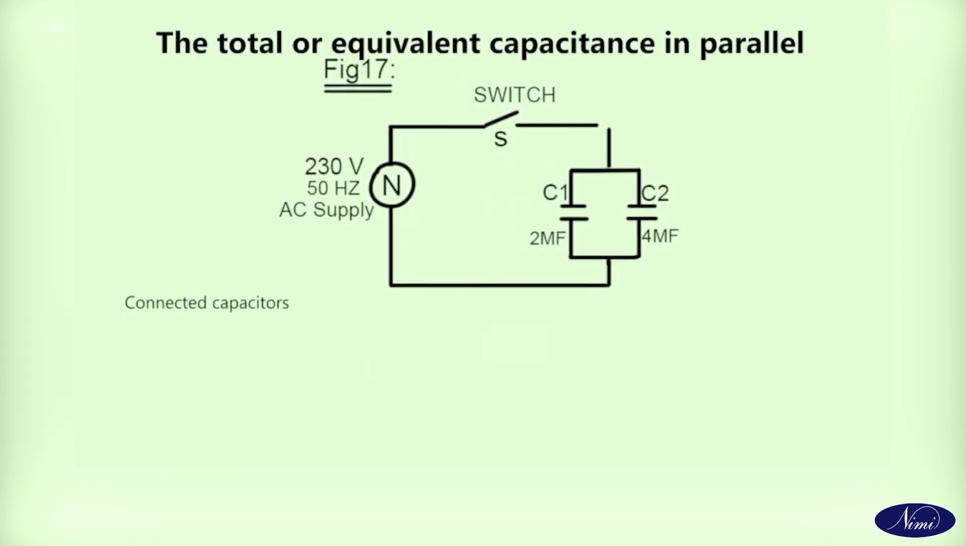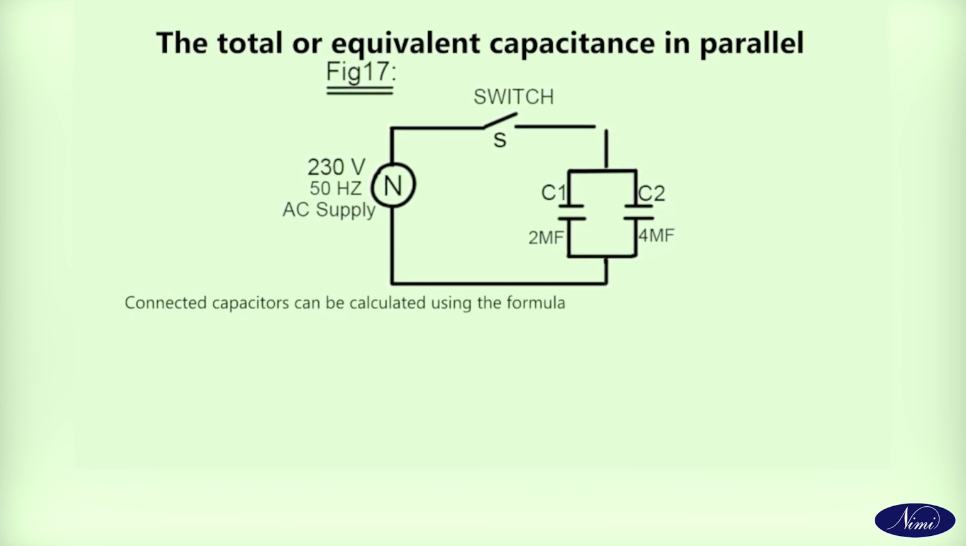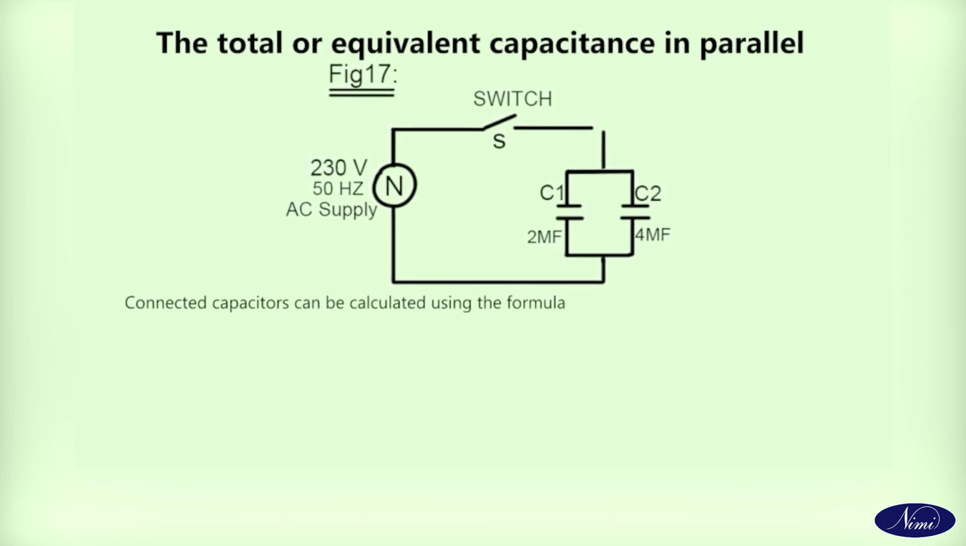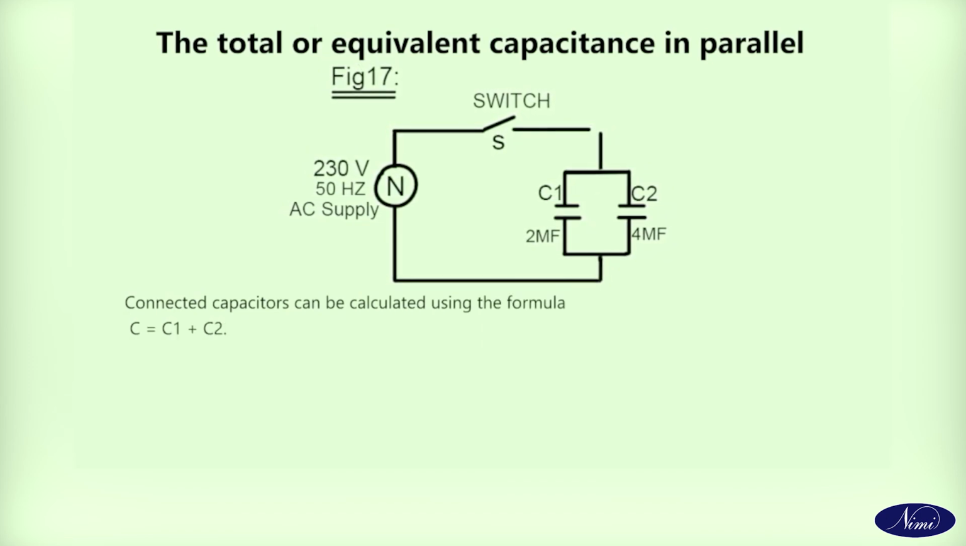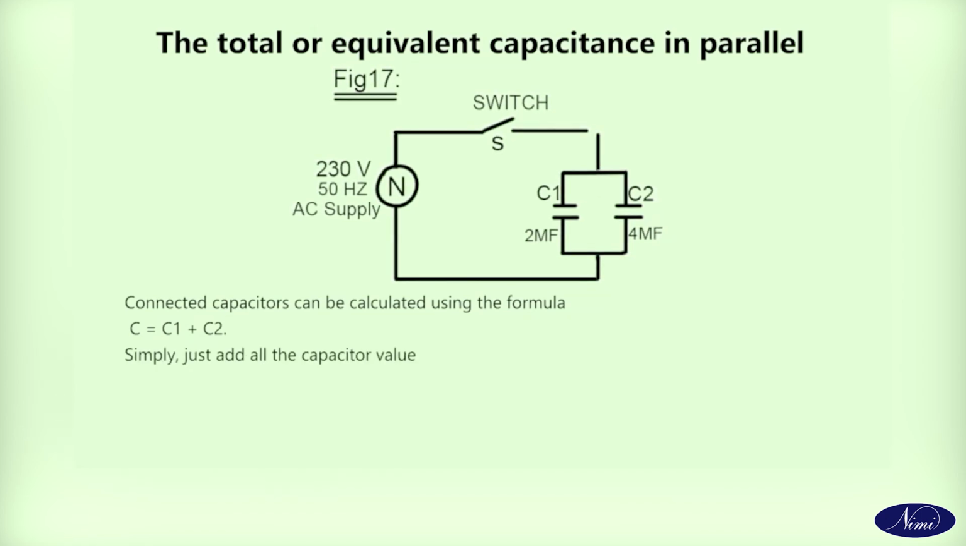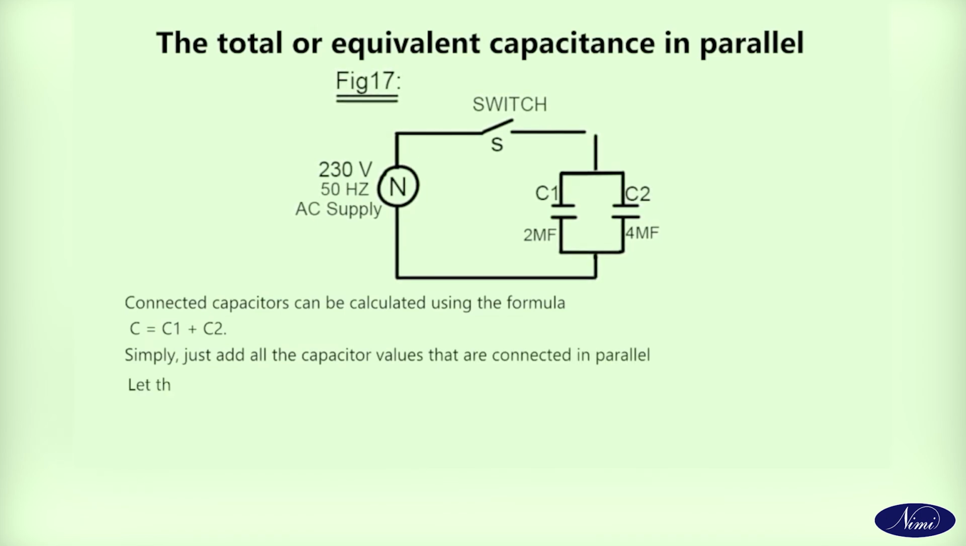The total or equivalent capacitance of parallel connected capacitors can be calculated using the formula C is equal to C1 plus C2. Simply add all the capacitor values that are connected in parallel.